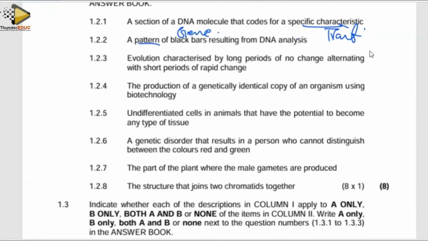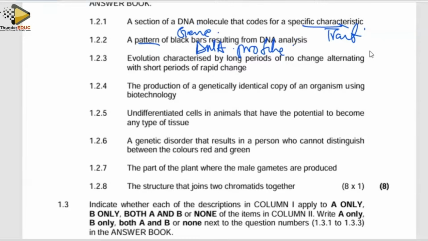Pattern of black bears resulting from DNA analysis. So how do you call that? They're not looking at the process. They're looking at those patterns you produce. So we call it DNA profile. The process is DNA profiling, but the result is the profile.